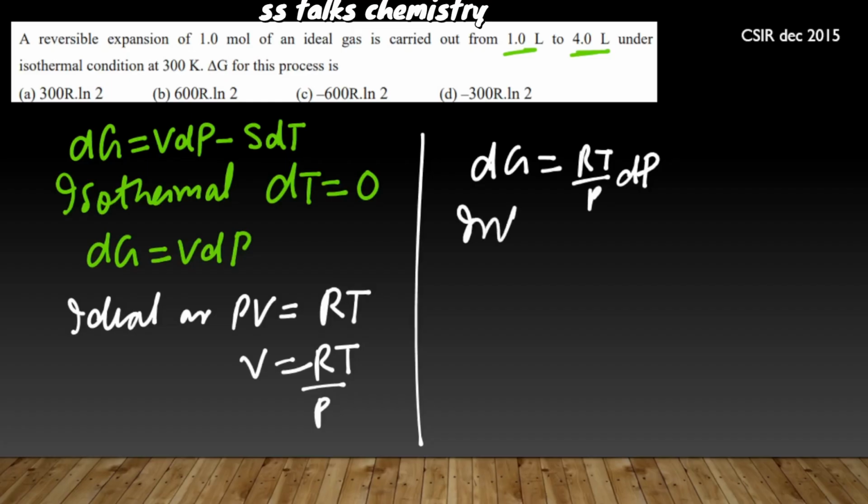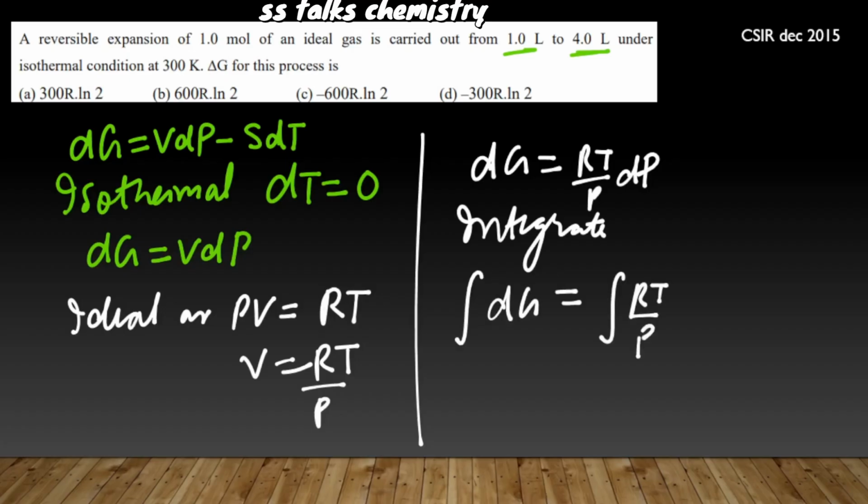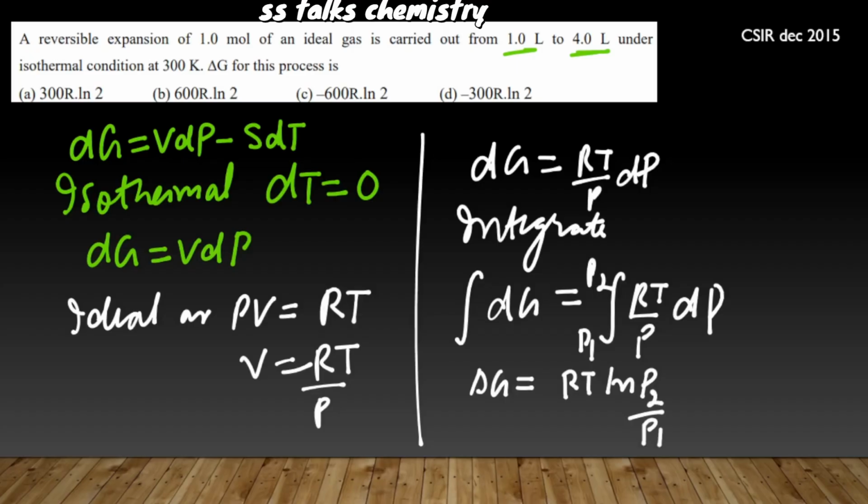So integrate on both the sides. Integrating, we will be getting the integral of dG equal to the integral of RT upon P into dP. This becomes delta G equal to RT ln P. Pressure is going from P1 to P2, so it will become RT ln of P2 upon P1, right? This is what we are getting, in terms of the pressure.